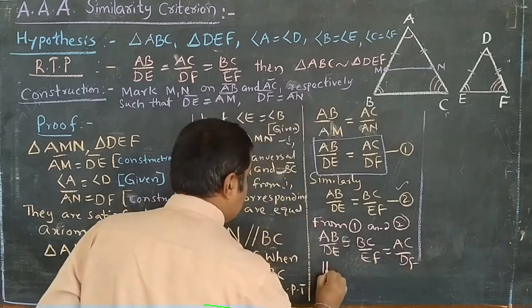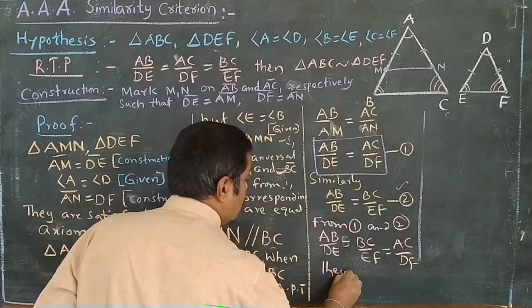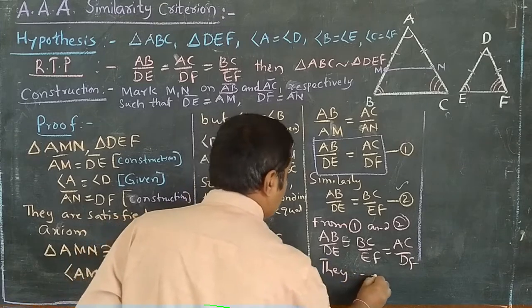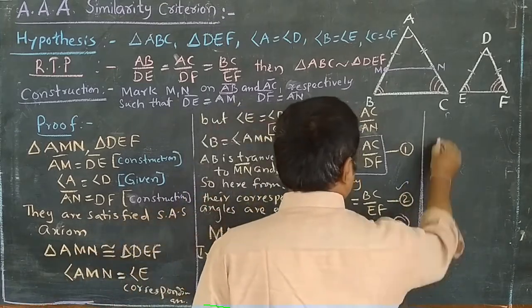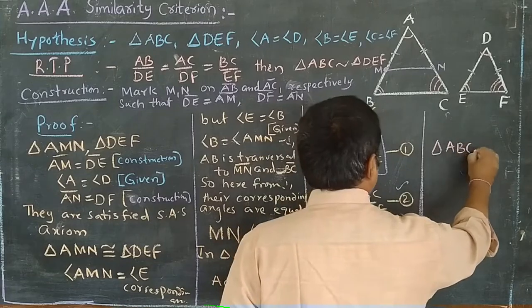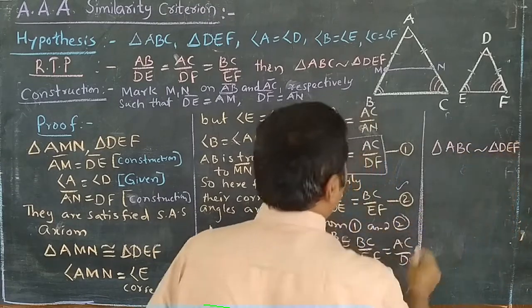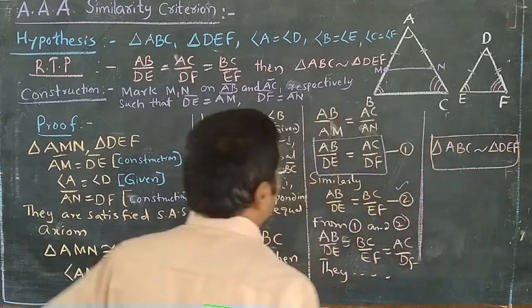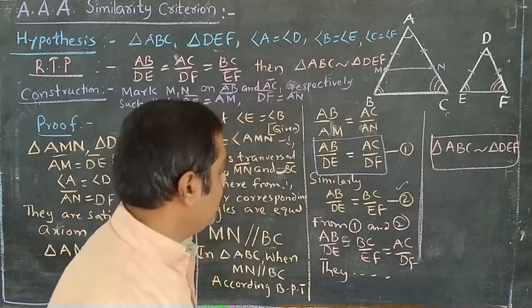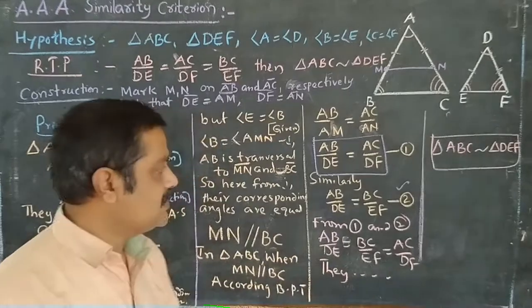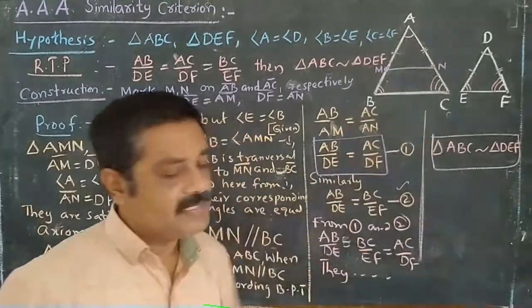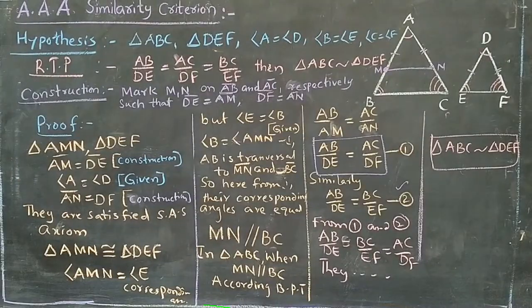So that they are satisfied, the corresponding sides are in the same ratio. That's why triangle ABC is similar to triangle DEF. How now? Why are these two triangles similar? Because the given corresponding angles are equal. We showed that the corresponding sides are in the same ratio. Then the two triangles are similar. Okay, listen carefully, children.